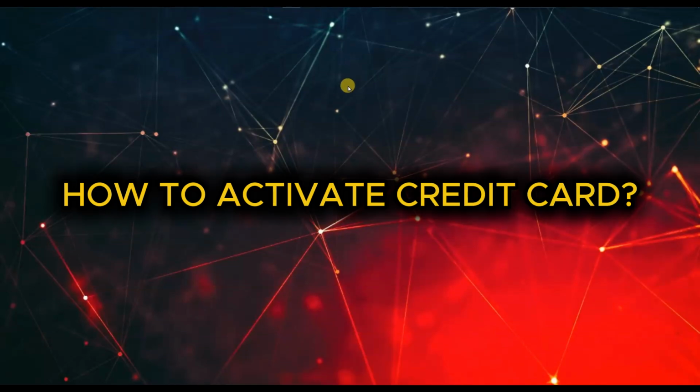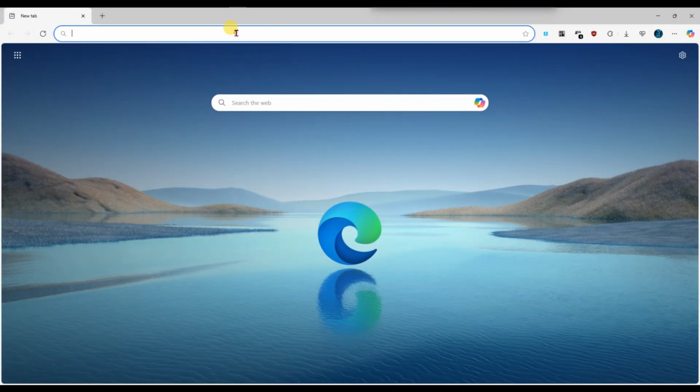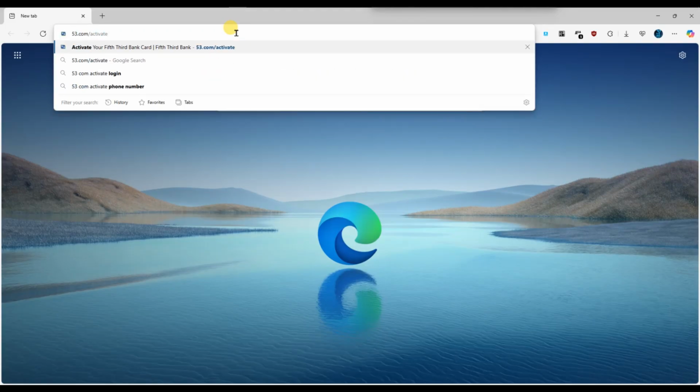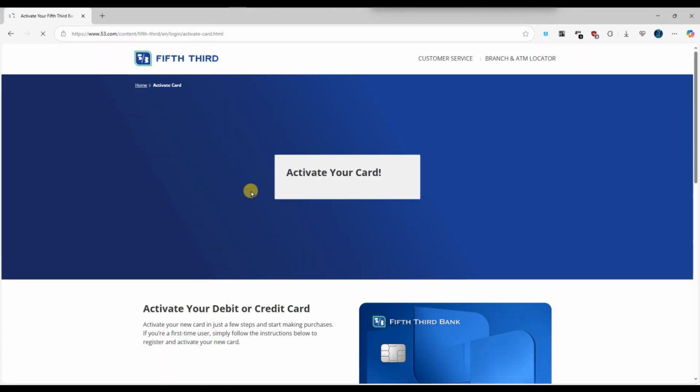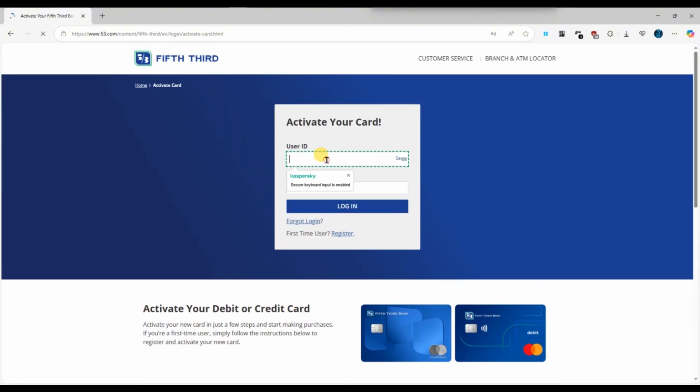How to activate your Fifth Third Bank credit card. First of all, open your preferred web browser and go to the official Fifth Third Bank credit card activation page at 53.com/activate. Next, log in by entering your user ID and password.